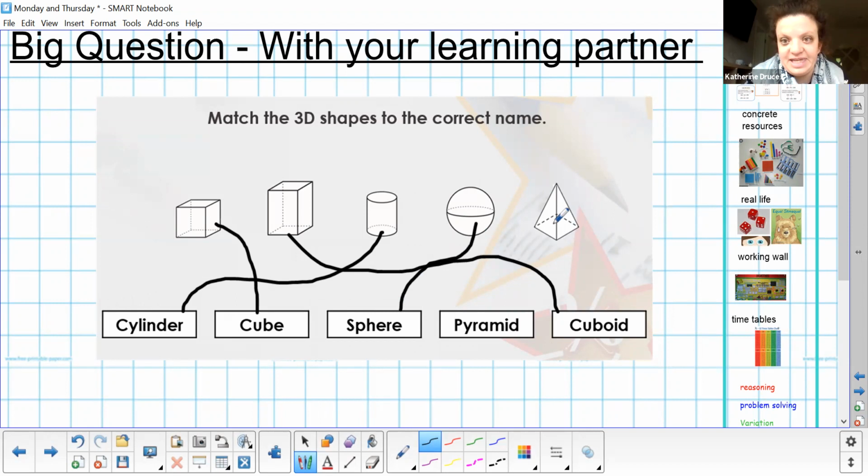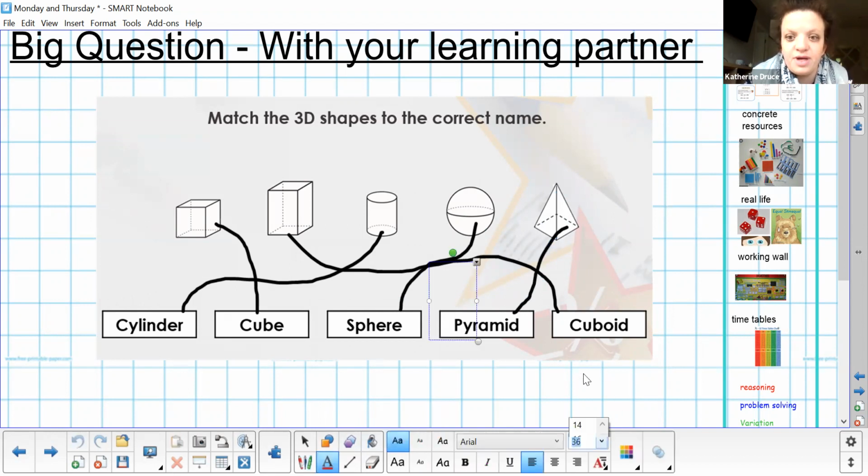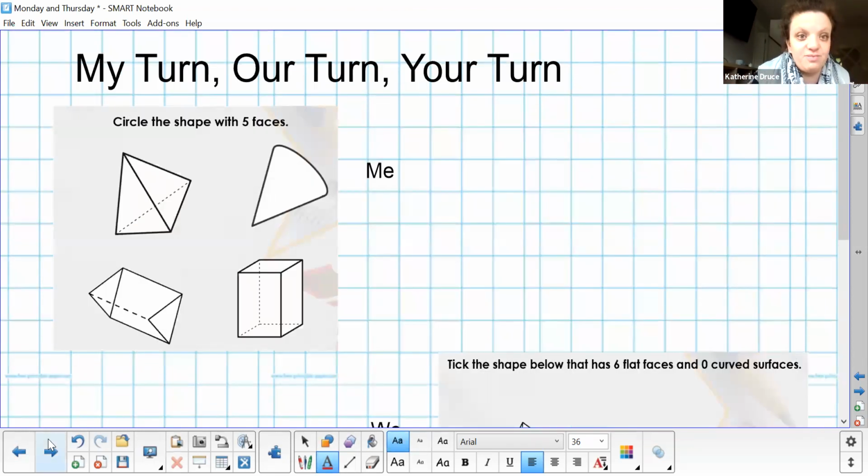Now, here's my pyramid here, because it's made up of mainly triangles, but if I look at the base of the pyramid, it's got a square. So it's going to be an actual square-based pyramid. So I'm going to add that to it, because you have to give that detail. It is a pyramid because it's made up of triangles around it, but its base is a square. It's going to be a square-based pyramid, and the rest of it is triangles. If it had a triangle base, then it could just be called a pyramid. So great matching. Well done if you got all of those right this morning.